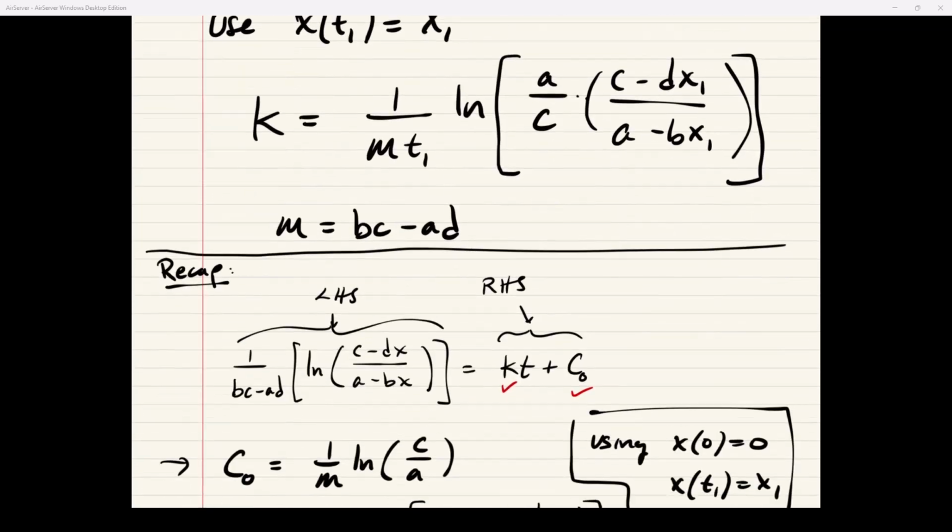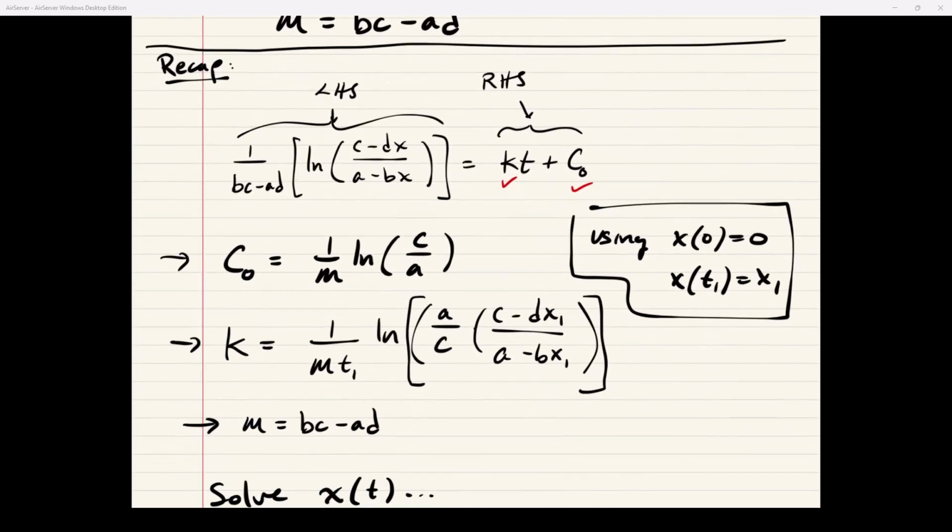And let's do another little recap. So there's where we were, the result of solving the differential equation by separation of variables, integrating both sides, gave me this. And now I've gone through and used those initial conditions to find expressions for the C naught and the k in terms of those given initial conditions, and I defined this value m as BC minus AD, which all are values that are given in the original question. So maybe the last thing to do would be now to actually solve for x, to get an explicit formula for x in terms of t.